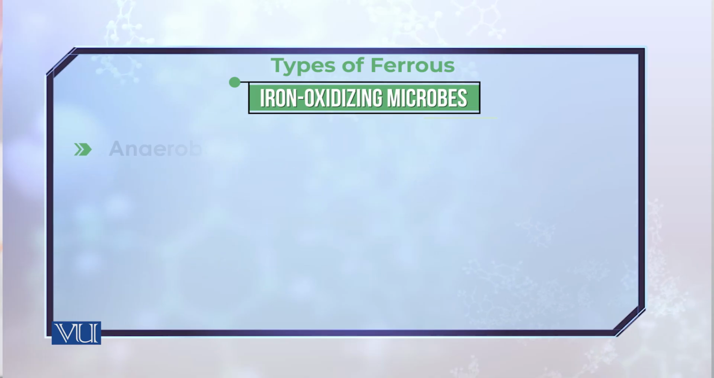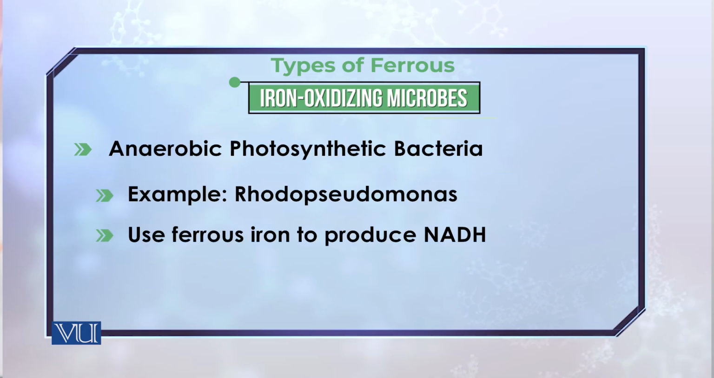Then there are the anaerobic bacteria also, for example, Rhodopseudomonas. Rhodopseudomonas are an example of these microorganisms which not only thrive anaerobically, but are autotrophs also, and they use ferrous ions to produce their energy and also to fix carbon dioxide through the Calvin cycle.